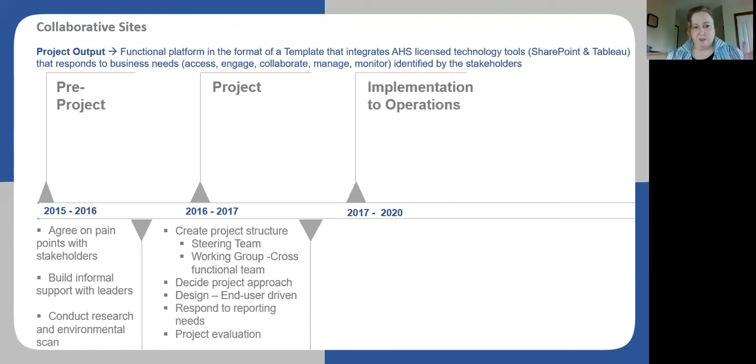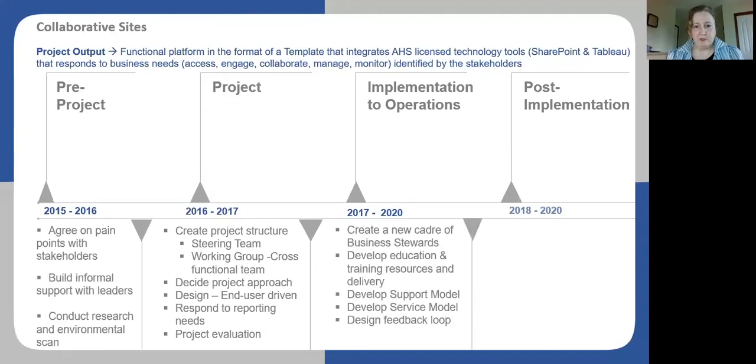So in 1 year, we went through 16 prototypes that we developed, and once approved, we were ready to implement in operations. We are in implementation mode now. Of course, you had to look at training. We created a new cadre of business stewards, which are super users. We developed education and training resources, a support model, a service model, and a feedback loop for the users to inform us about what else they would need.